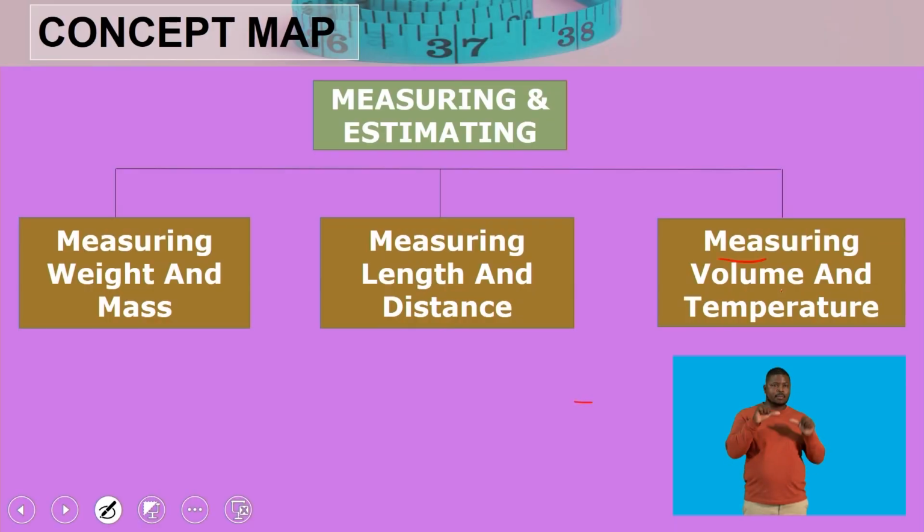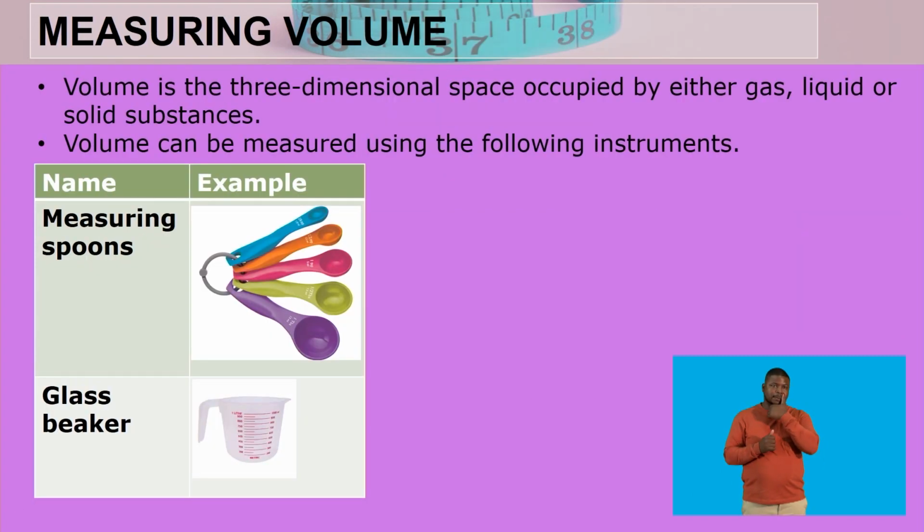Let's continue. Now we're going to look at measuring volume and temperature. Volume is the three-dimensional space occupied by either a gas, liquid, or solid substance. Volume can be measured using the following instruments.